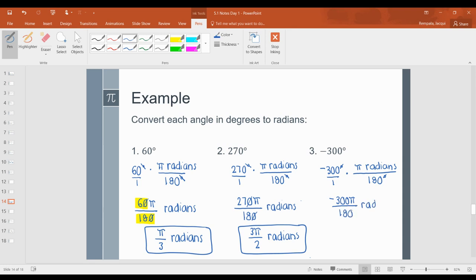This is now in radians. Notice that these are both divisible by 10 because I can get rid of a 0. And then negative 30 and 18 are actually still both divisible by 6. So that's going to reduce down to negative 5 pi on the top and 3 on the bottom. Notice how I didn't lose the negative sign. So we have negative 5 pi over 3 radians.